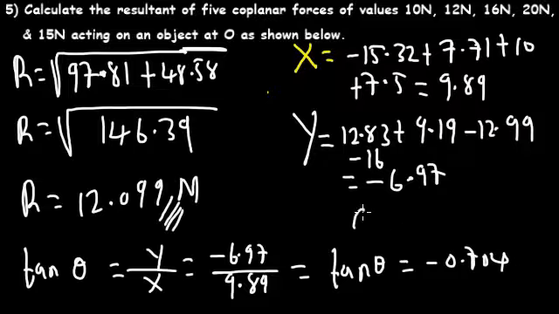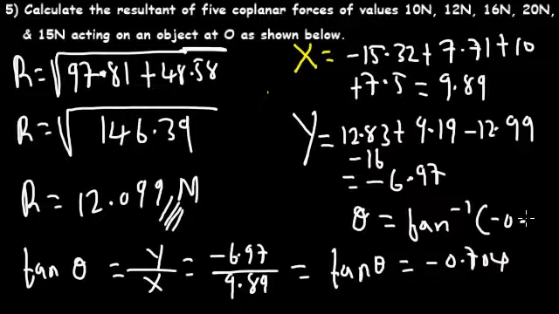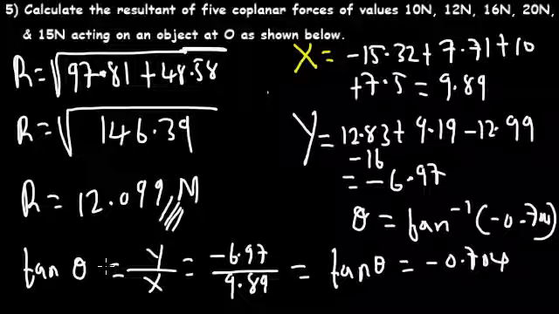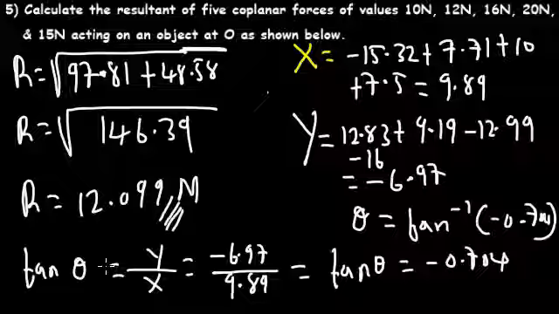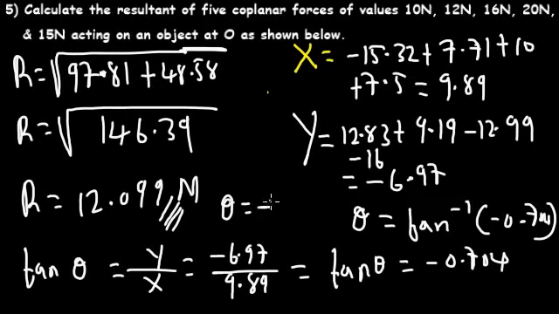So we have tan theta equals negative 0.704. Now the next thing is just take the arctan of both sides. So let's add that into my calculator. The tan inverse of 0.704. Alright. So I got theta is negative 35.145 degrees. So that is the direction of the resultant vector.